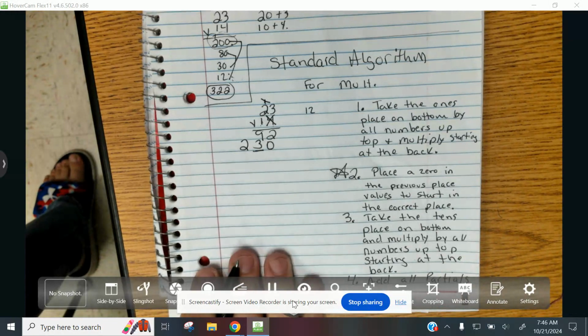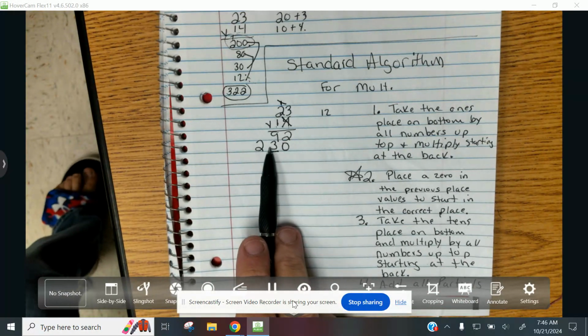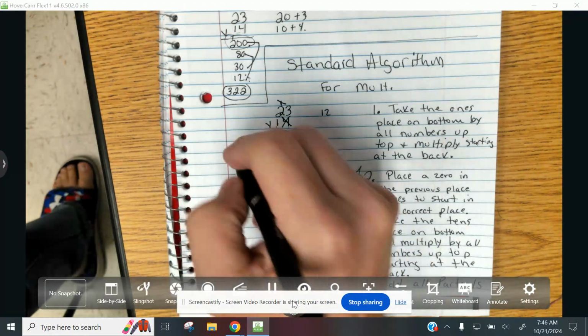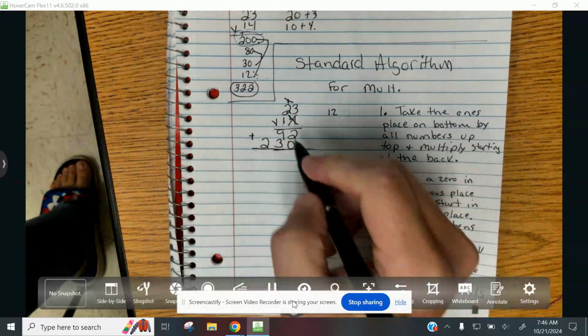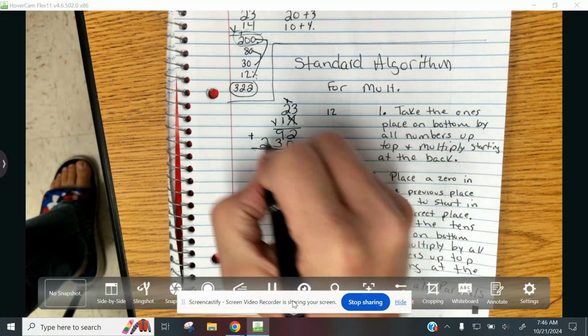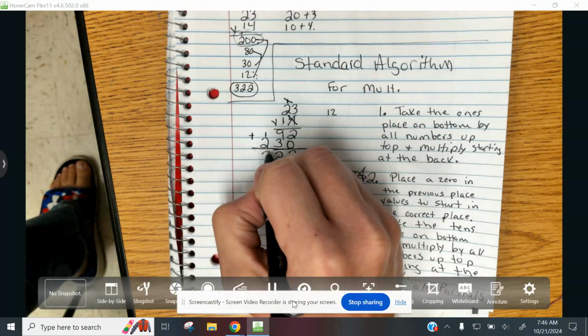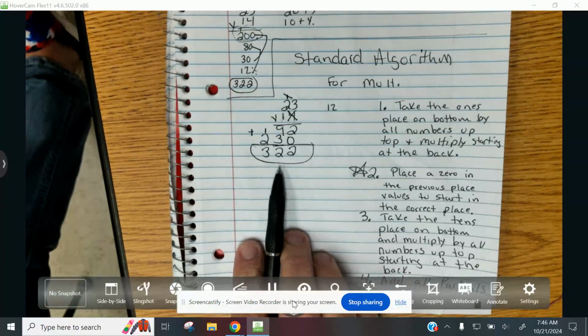So I'm going to add all the partials together. Well, my partials are only 2. And what's nice is they're already nice and neat in order. I didn't have to put them in order. So I'm just going to add my plus sign. I'm going to put my answer line right there. And then I'm going to go 2 plus 0 is 2. 9 plus 3 is 12. 2, regroup our 1. 1 plus 2 is 3. And look what we got, guys. The same answer, 322.